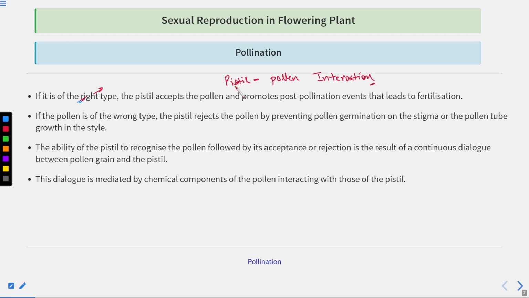What are the parts of the pistil? It is ovary, style and stigma. If the pollen is of the right type, meaning it is compatible, then the pistil accepts the pollen and promotes the post-pollination events that lead to fertilization. First we were talking about pollination, now we are talking about the events happening post-pollination. The pollen should be compatible and it should be accepted by the stigma, which is part of the pistil.